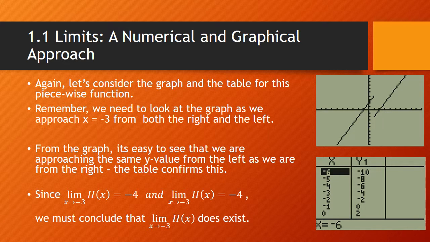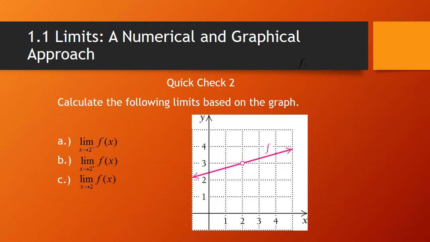Now, look at it for x approaching negative 3. There's no break there. It's pretty much a continuous line. As you look at it going from both directions, you're heading toward the same number. So the limit as x approaches negative 3 of f of x is negative 4, and it does exist.